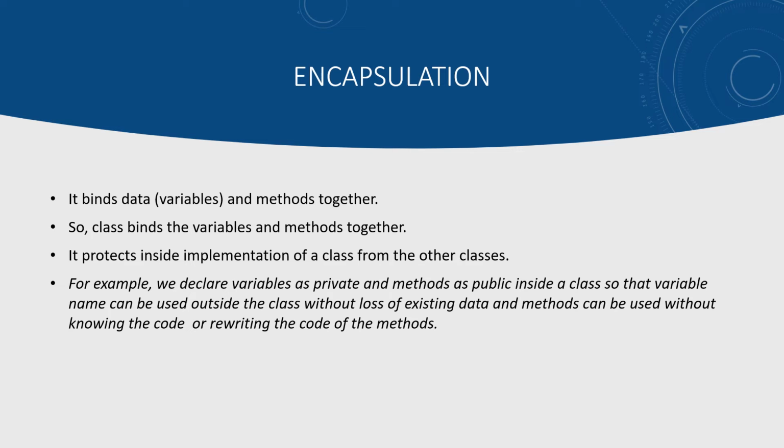Next is encapsulation. Encapsulation means binding of data variables and methods together. So it is a way to hide the data from the outside of the class. For that, we declare variables as private and methods as public so that we can hide the data implementation and we can also use the method implemented here from outside classes. So it is a way to protect the data from the outside classes or the world.